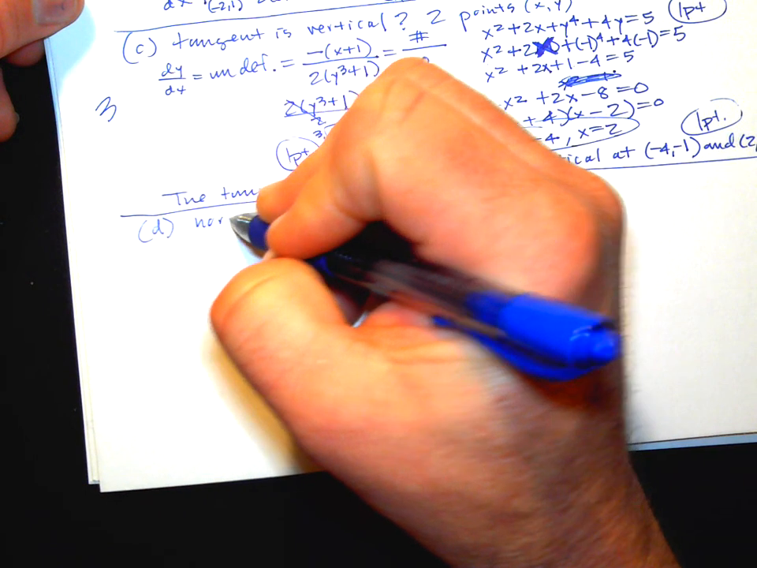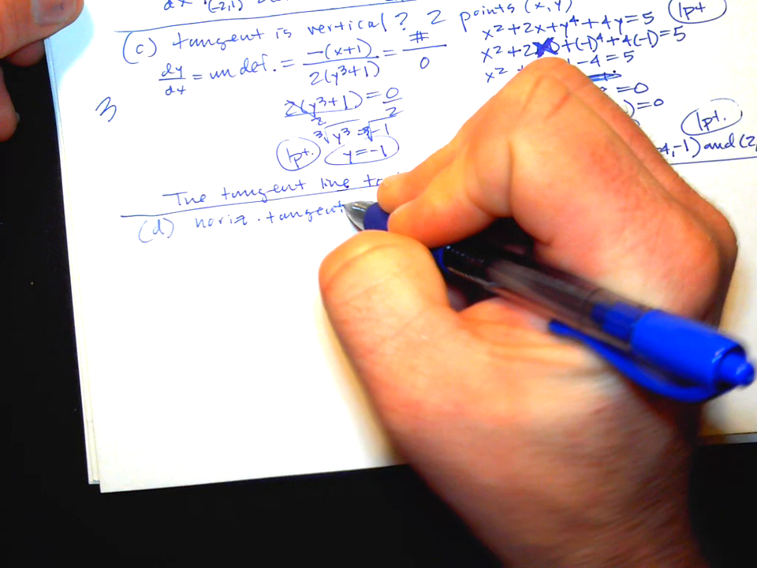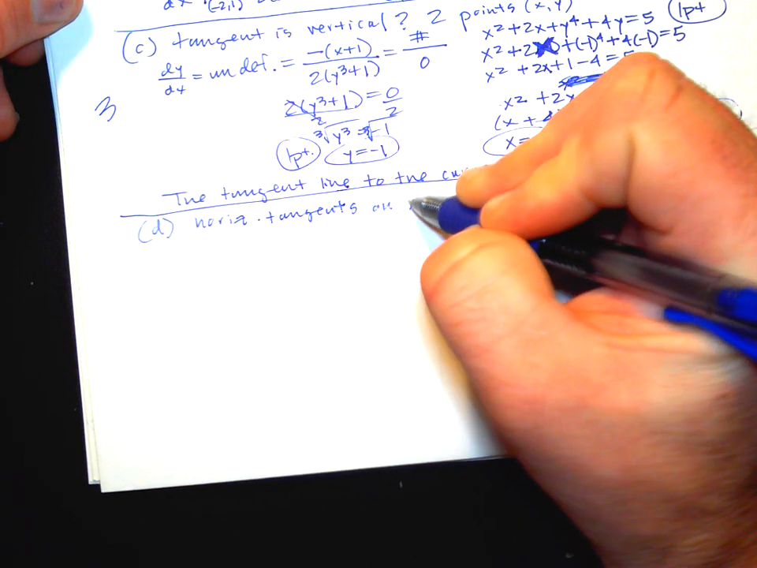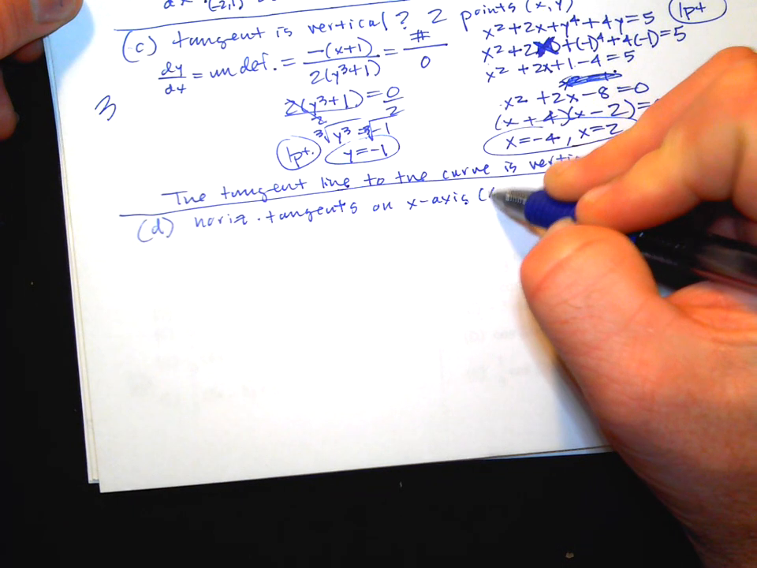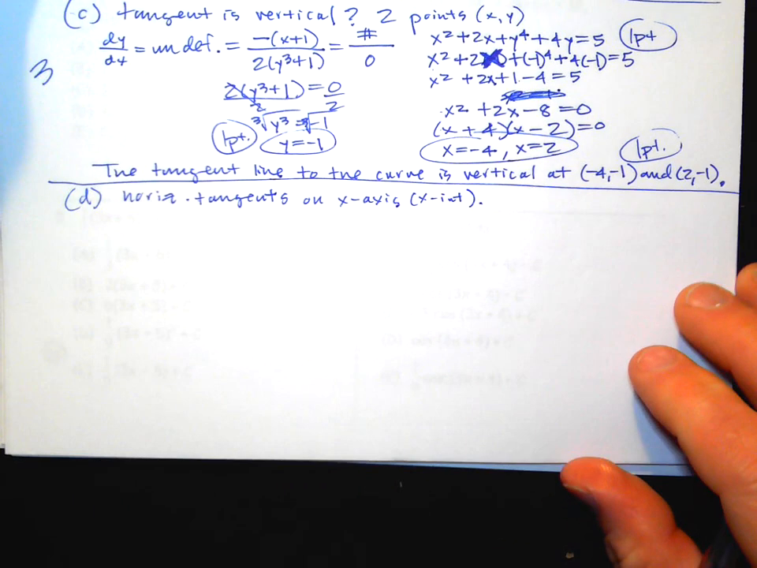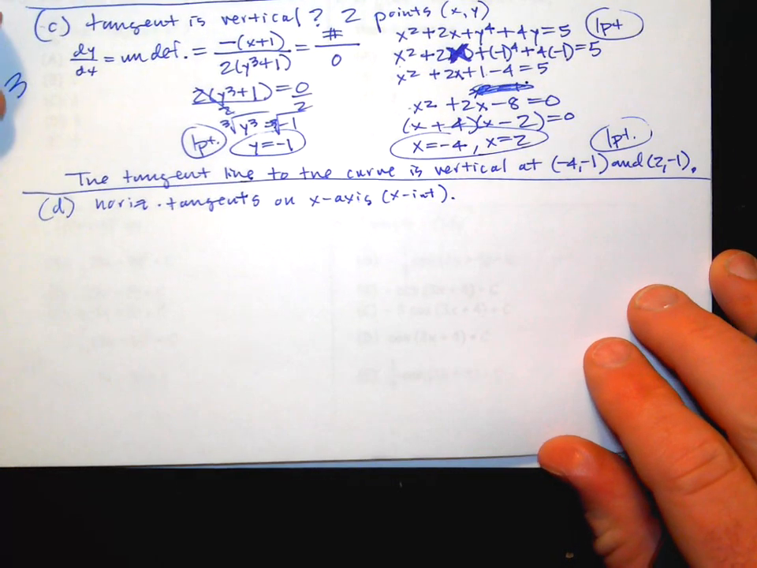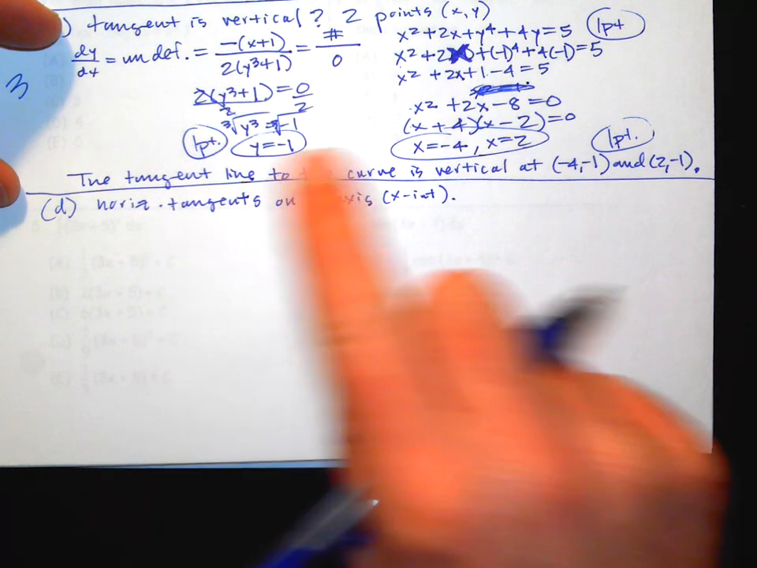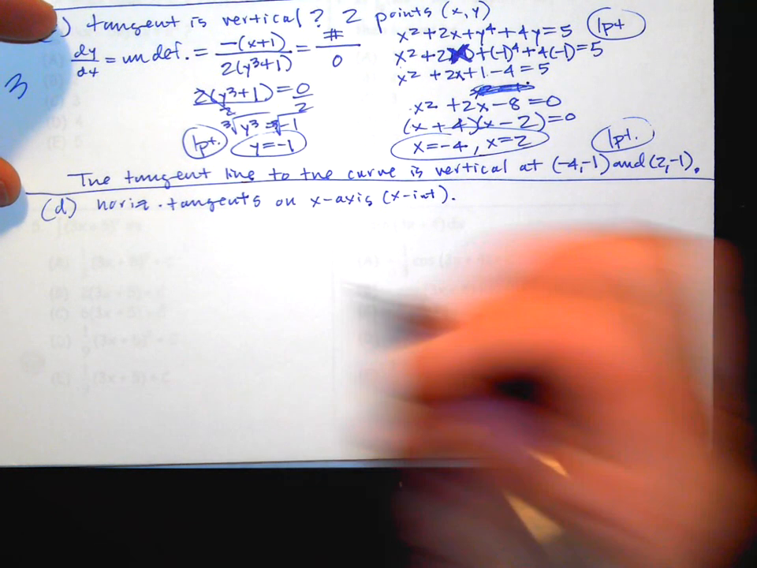So essentially, we're looking for horizontal tangents on the x-axis, x-intercepts. So how are we going to find this? Well, there's two different things we've got to find. One idea is to find all the horizontal tangents, and another one is to find all the x-intercepts and see if any of them match up. It could be one strategy.